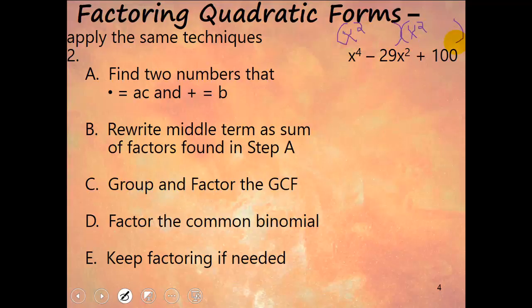So when I go to rewrite my middle term, I'm going to have x squareds in there. I'm still looking for two numbers that multiply to equal 1 times 100, which is a positive 100, and add to negative 29. Only now they have x squareds on them, okay? So this is negative 25 and negative 4. Those two numbers sum to negative 29.